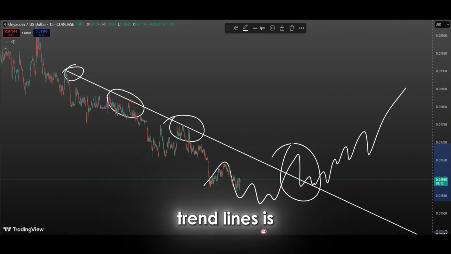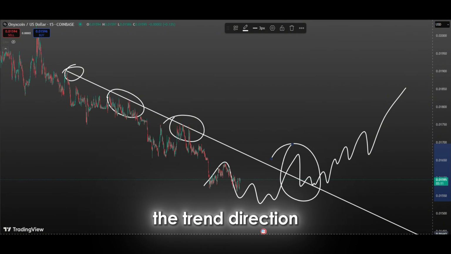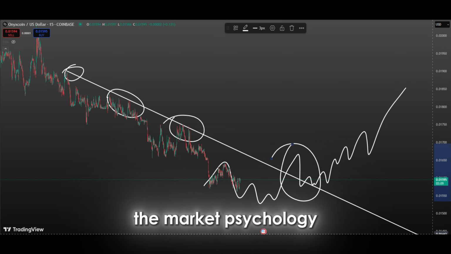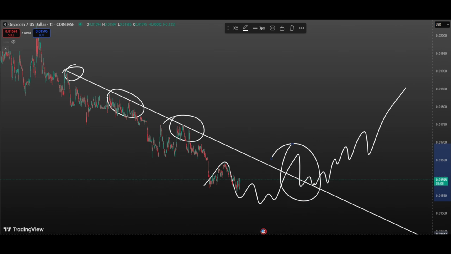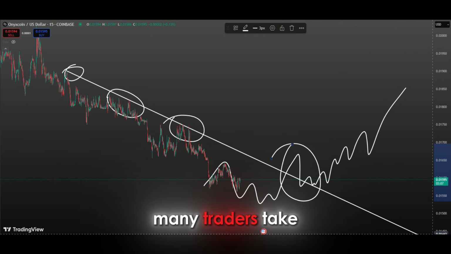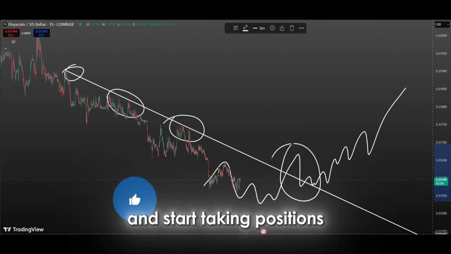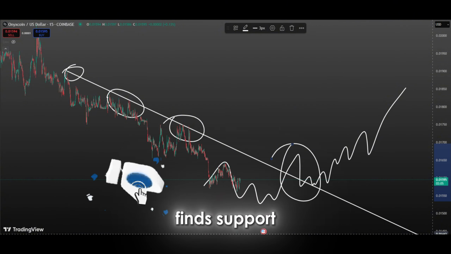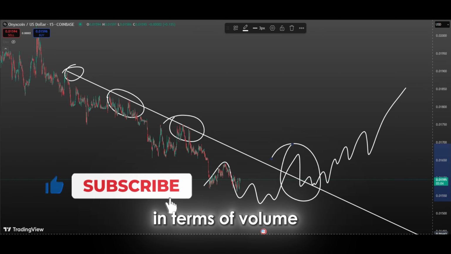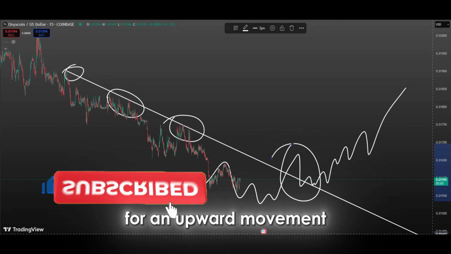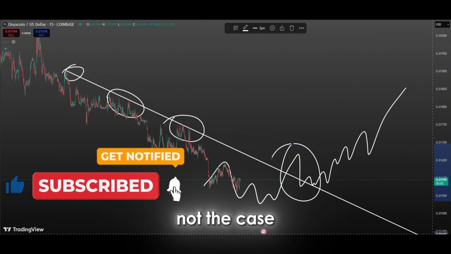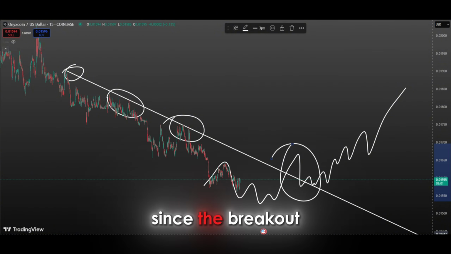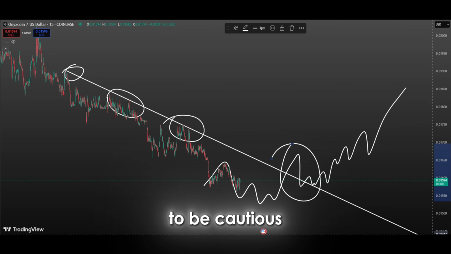Breaking such falling trend lines is very important, not only for the trend direction to change, but also for the market psychology to transform. Because when this break occurs, many traders take it as a signal and start taking positions. Thus, the price finds support both technically and in terms of volume, paving the way for an upward movement. However, this is not the case at the moment. Since the breakout is not yet clear, it is useful to be cautious.